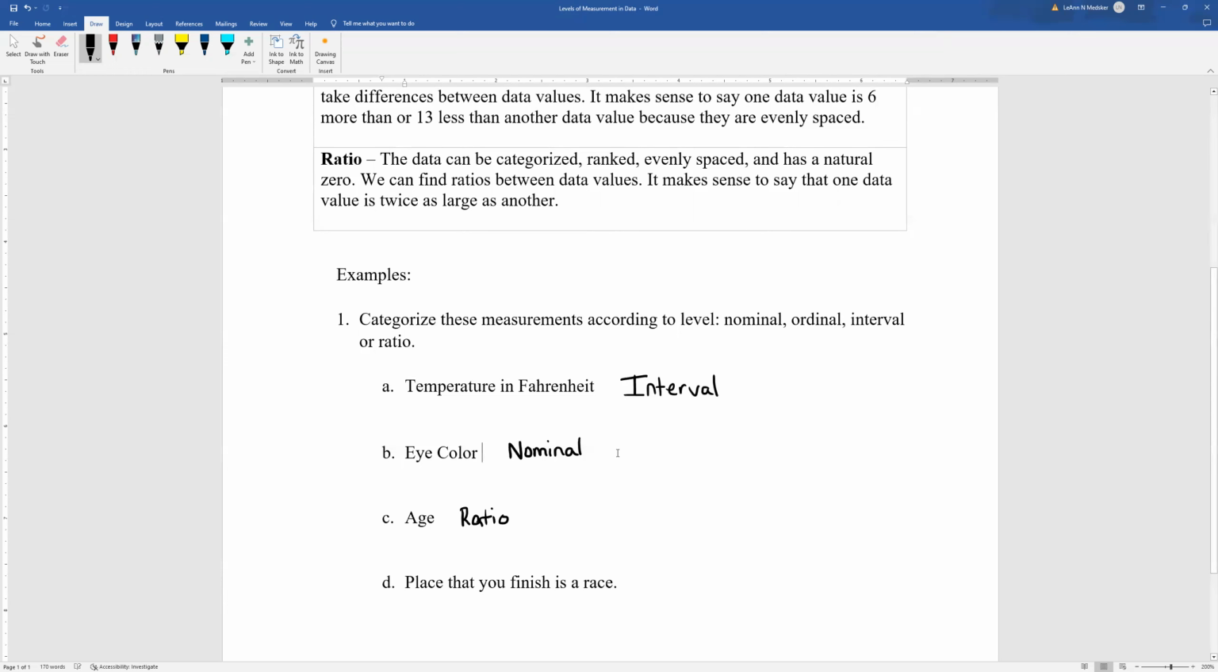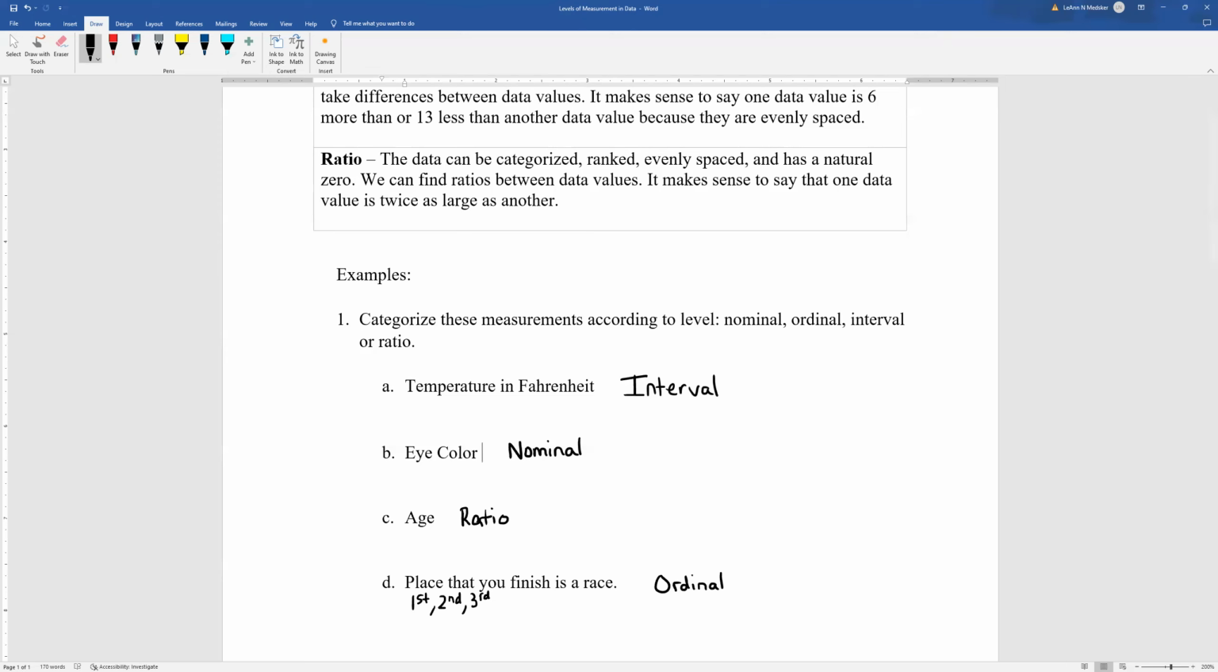And this is the one I was alluding to earlier, the place you finish in a race. We can think of those as first, second, third, fourth, continuing on and on. Even though when we think about counting 1, 2, 3, we think that's evenly spaced, we don't have a significance of, think about it in terms of how long did it take them to finish the race. There might be a 10-minute interval between second and third place, but there might have only been a 1-minute interval between first and second place. So they may not have been evenly spaced as they were finishing the race. So that is why this one would be ordinal and not interval.